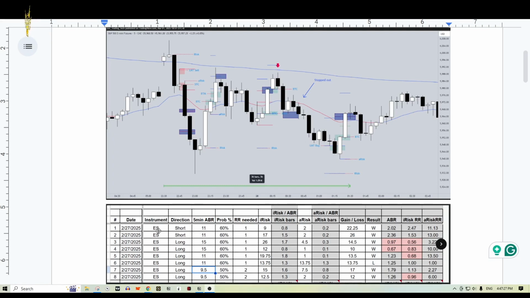The table has just a few items: date, instrument, long or short, and a measure of the ABR. You can have that on your chart. You can use an ATR or ABR if you've got an indicator. The difference between ABR and ATR is the gap. ATR takes in the gap, average bar range doesn't. Personal preference, I like ABR.